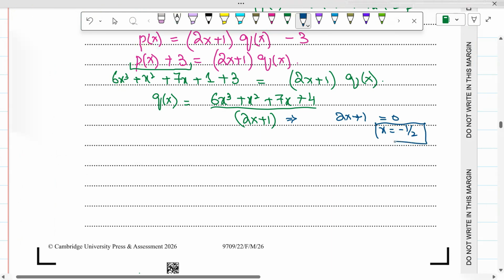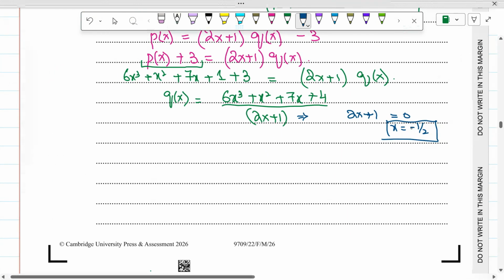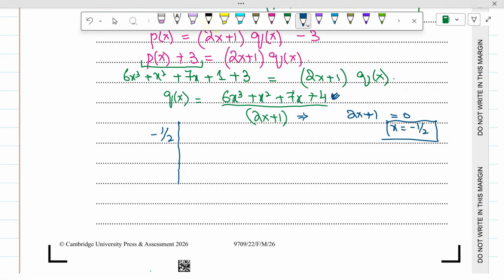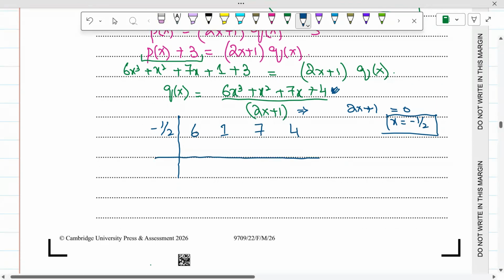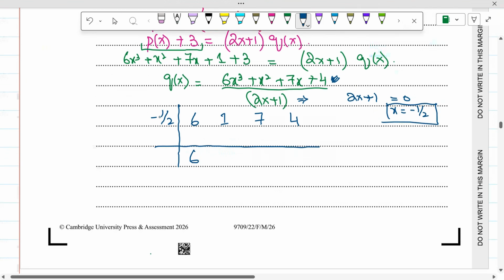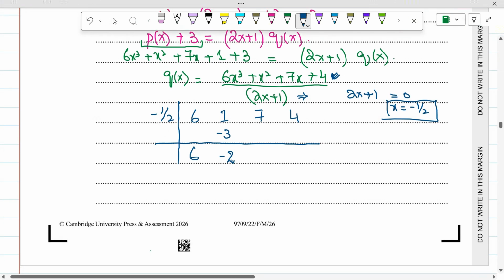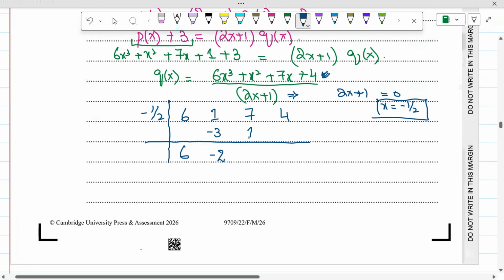So we know the information of one factor, which is negative half. In synthetic division we use negative half and the coefficients of the numerator, which are 6, 1, 7 and 4. 6 remains the same. Now when we multiply negative half with 6, we get negative 3. Adding 1 and negative 3, we get negative 2. Now negative half times negative 2 gives 1.